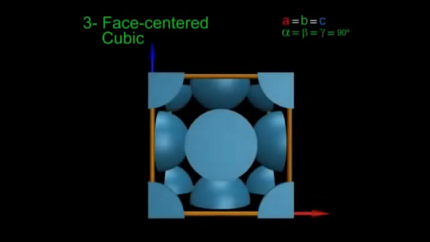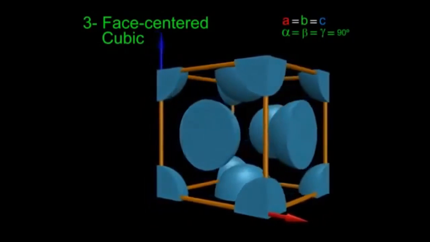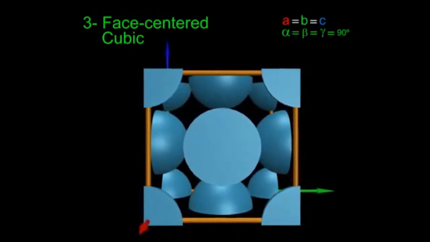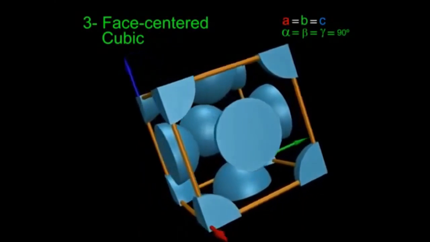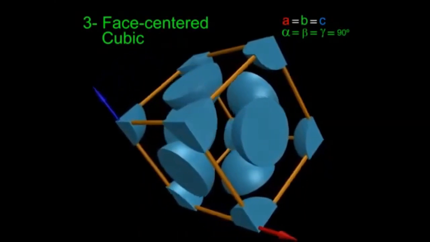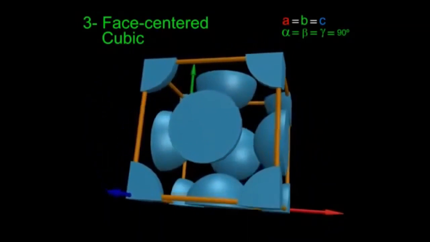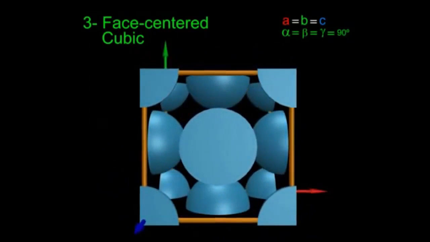This is also generated from simple cubic cell. In addition to corner atoms, on 6 faces, 6 face-centered atoms are present. Here also all sides are equal, A is equal to B is equal to C, and all angles are equal, alpha is equal to beta is equal to gamma, equal to 90 degrees. These 3 are from simple cubic cell.